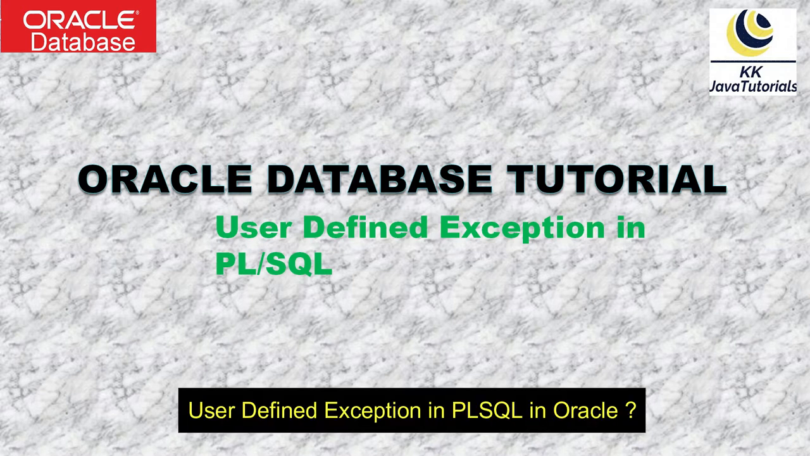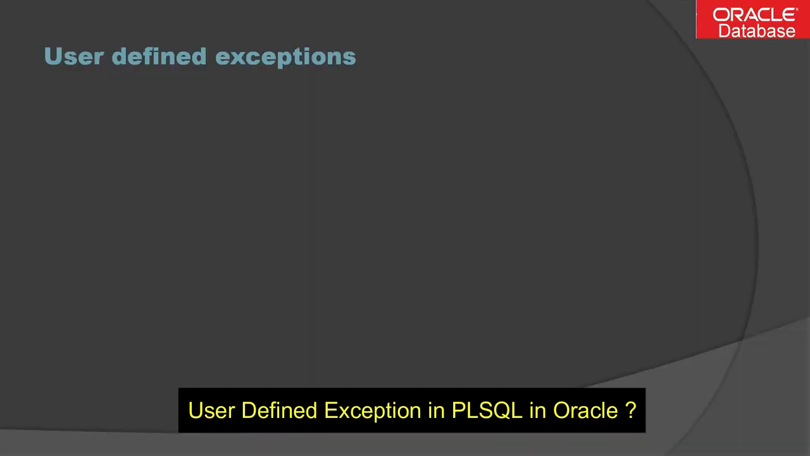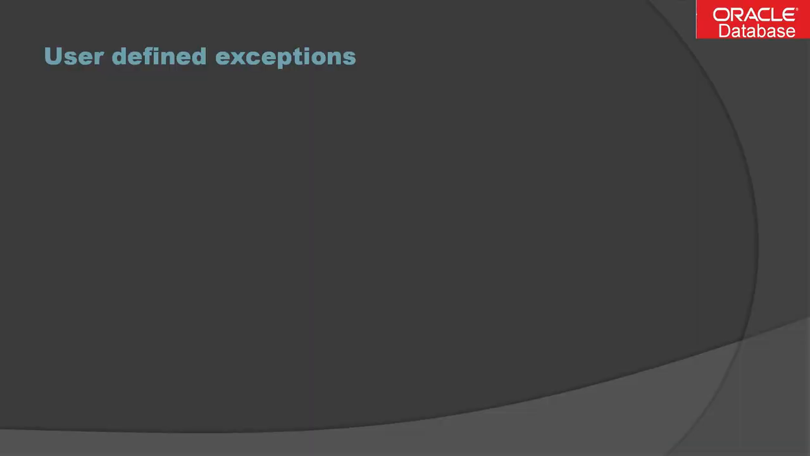So let's start. As you know, a user defined exception is an error or a warning that is defined by the programmer, developer or DBA. User defined exceptions can be defined in the declaration section of the PL SQL block. The error that it signifies is not necessarily an Oracle error. It could be an error as a result of violation of some business rules defined by the application.